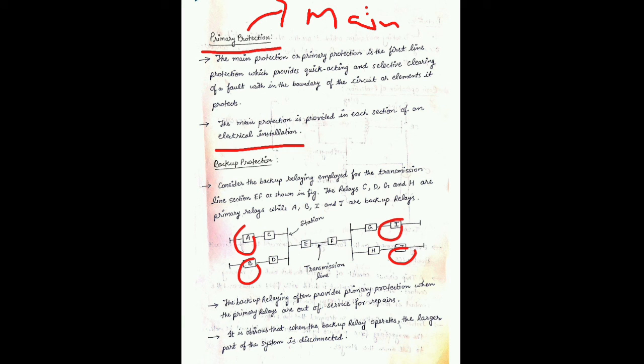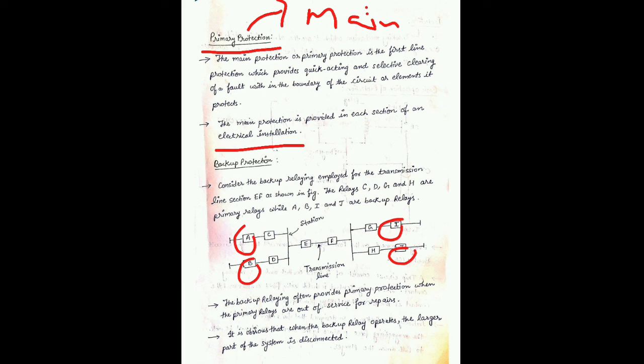It is obvious that when the backup relay operates, a larger part of the system is disconnected.